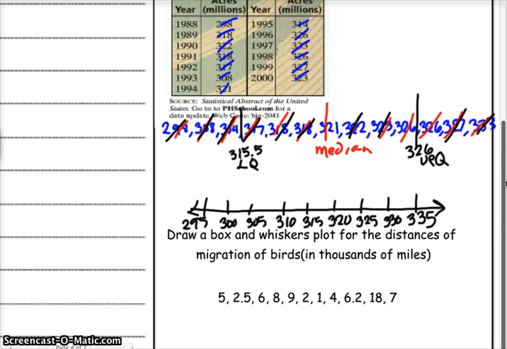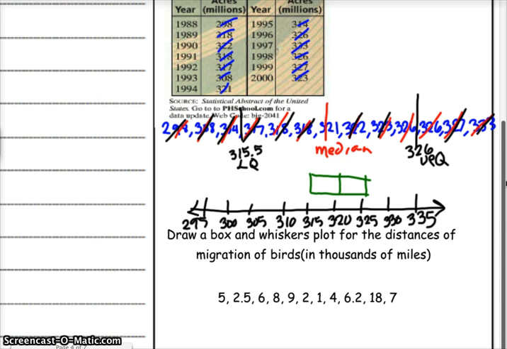So I created my number line. I know my values. I know my lower quartile needs to be 315.5-ish. So that's a little after the 315. So making a line above it. It kind of raises above. It just looks nicer that way. And then I have my upper quartile at 326. So I'm going to make a line at 326. I'm going to connect them. My median is 321.